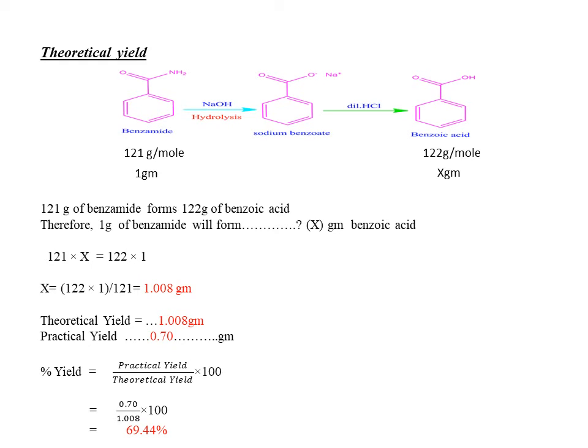Now the practical yield, that is the product obtained by the procedure, is 0.70 gram. So the percent yield is equal to practical yield divided by theoretical yield multiplied by 100. The practical yield is 0.70 divided by theoretical yield, that is 1.008, multiplied by 100. The answer is 69.44%. So the percent yield is 69.44%.